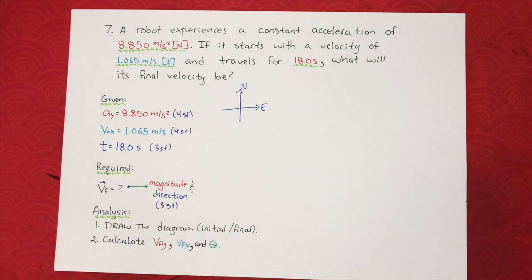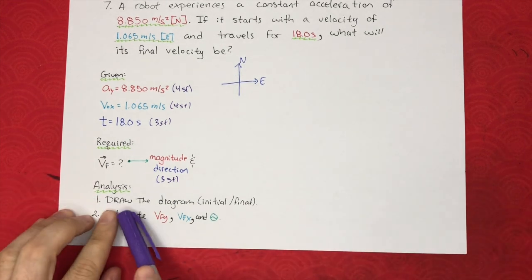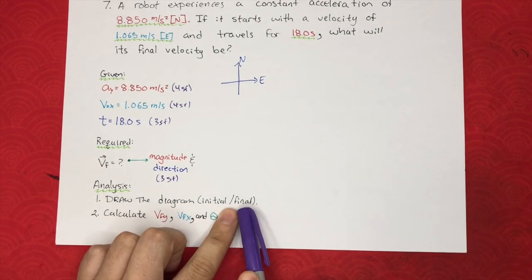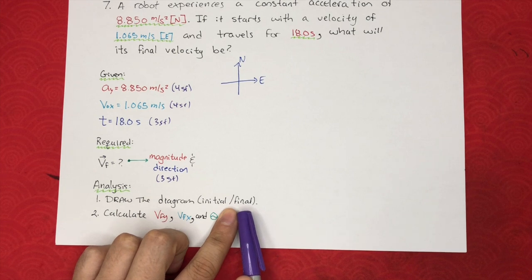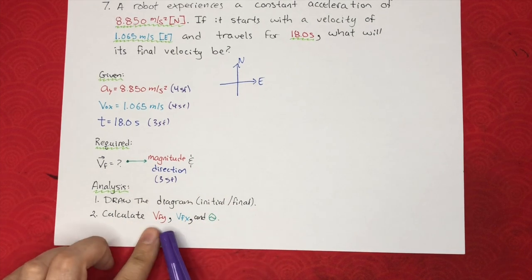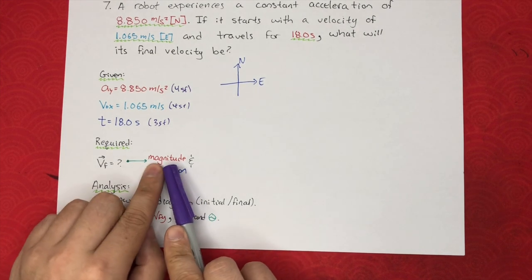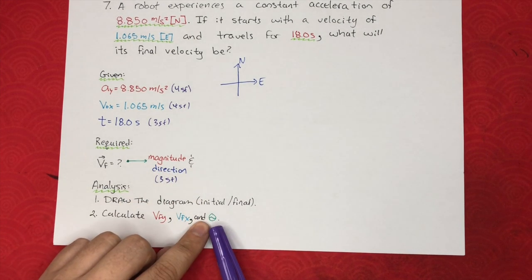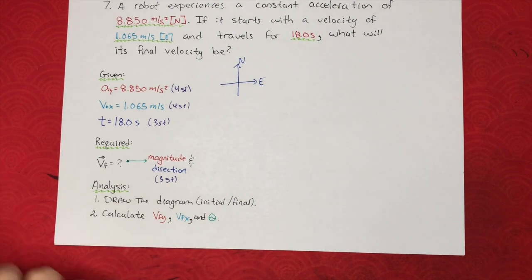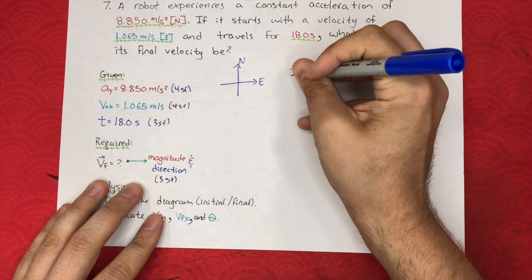In terms of our analysis, what are we going to do? Well, the first thing we're going to do is draw the diagram, the initial and final, and label all of the information that we're given or that we can infer for this problem. And then we're going to calculate the final velocity in the y, the final velocity in the x, use that to determine the magnitude, and find the angle theta that the robot makes. So let's set this problem up and start with the initial situation.